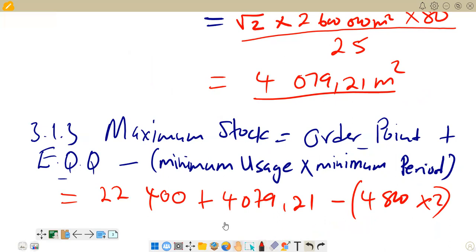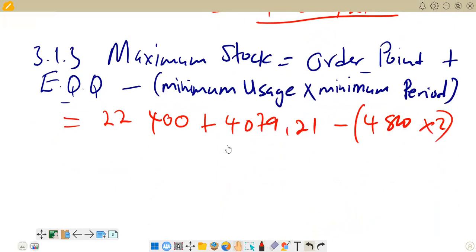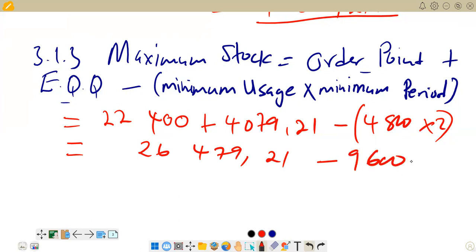So we try to see what we are going to get there. If you go down, you'd see that 22,400 plus 4,079.21, the answer that you are going to get is 26,479.21. Then you subtract 4,800 times 2. So 4,800 times 2, you are going to get 9,600. These two answers are all in meter squared.